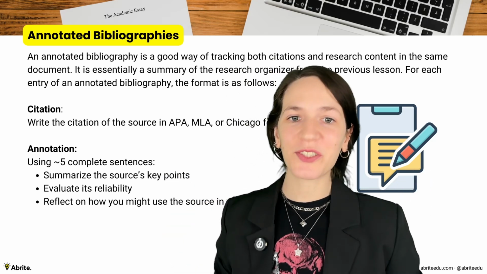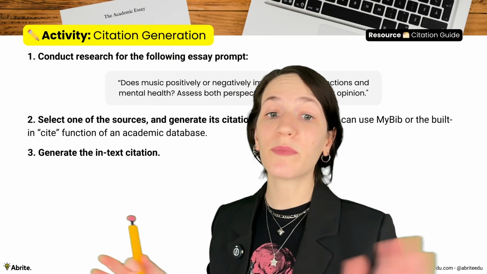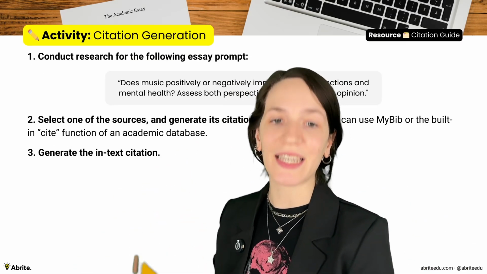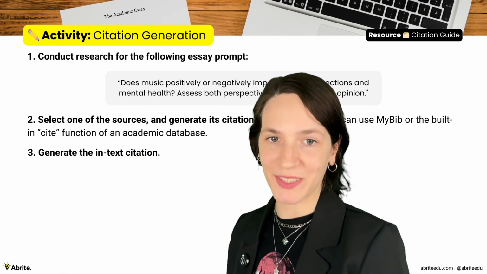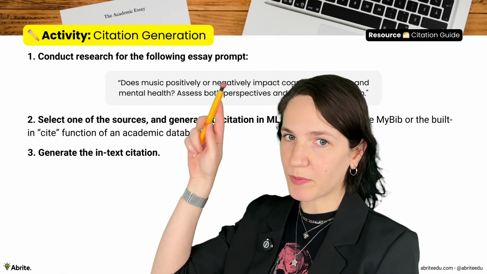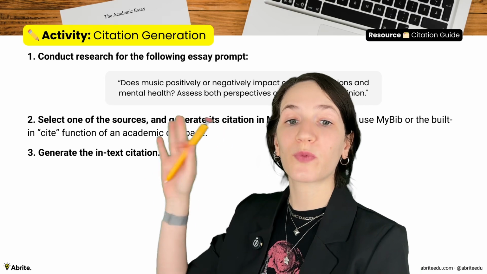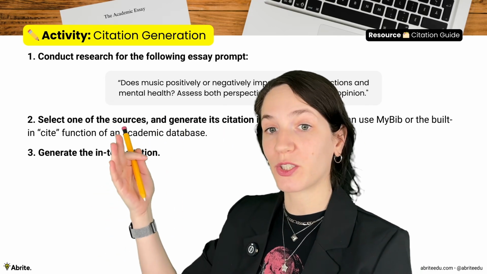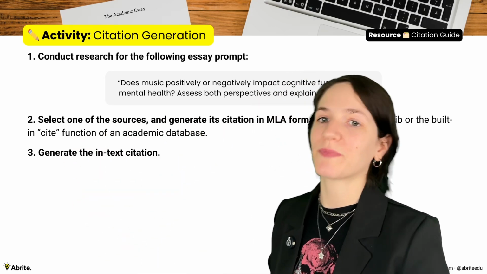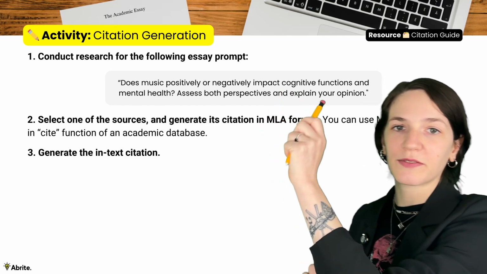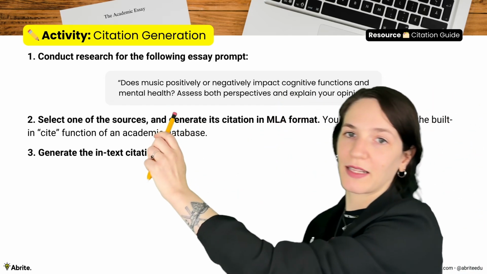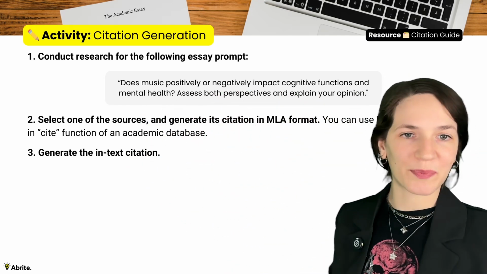Okay, let's get into our activity. For this activity, we're simply gonna create or generate a citation. But first, we have to find a source. So you can either do some research for this essay prompt, which I'm gonna read in a second, or you can use one of the sources you found when you were doing research in our last lesson. Here's the prompt. Does music positively or negatively impact cognitive functions and mental health? Assess both perspectives and explain your opinion.